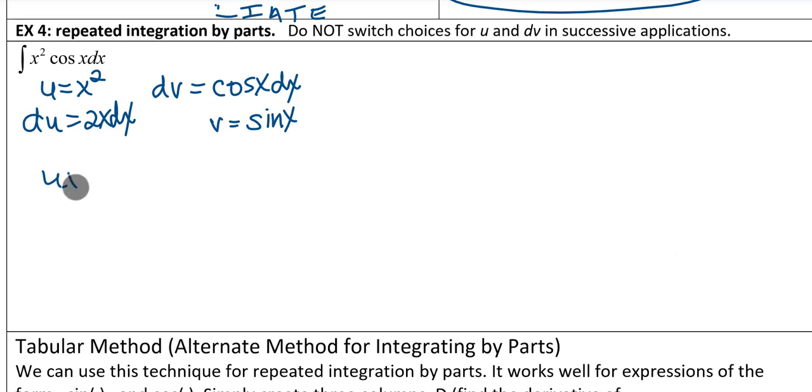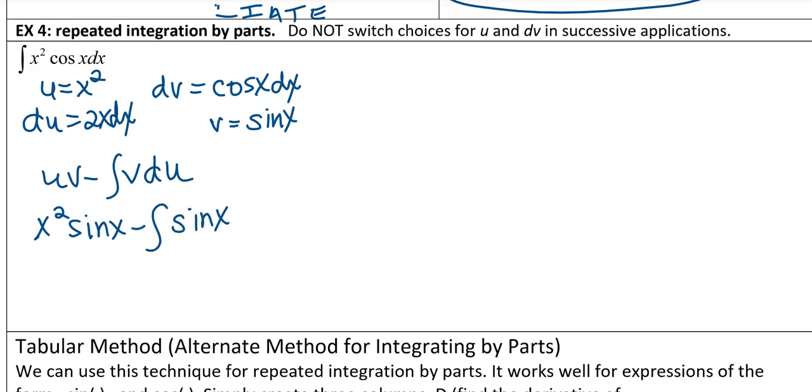So I have uv minus the integral of v du. So u is x squared, v is sine x, minus, and then I'm going to integrate sine x and du. Let me make a little room here. So here's my sine x.